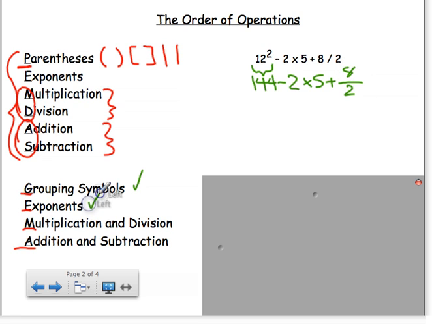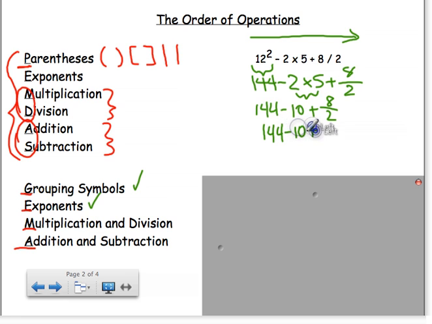I've now finished simplifying the exponents. I see multiplication and division, so I need to do them in the order that I see them, going from left to right. So as I'm going from left to right like I read, I see multiplication first and division second. So I'm going to do the multiplication first, which is 2 times 5, and that's 10. So I have 144 minus 10 plus 8 divided by 2. I finished multiplication, but I still have division, so 8 divided by 2 is 4. I now finished the multiplication and division step.